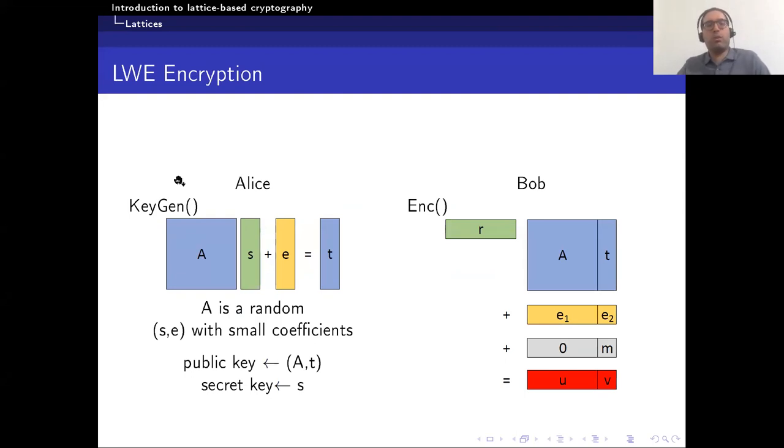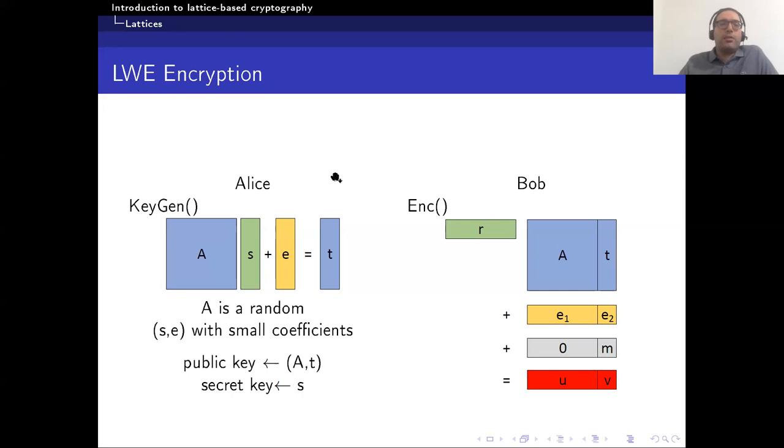Okay, so now we want to see how the LWE can be used to build an encryption scheme, and how we can use it to create a whole crypto system, including the encryption and decryption algorithms. In this slide, as you see, we have two operations: key generation and encryption. Alice and Bob want to communicate with each other. Therefore, they have to generate a shared secret key between them.